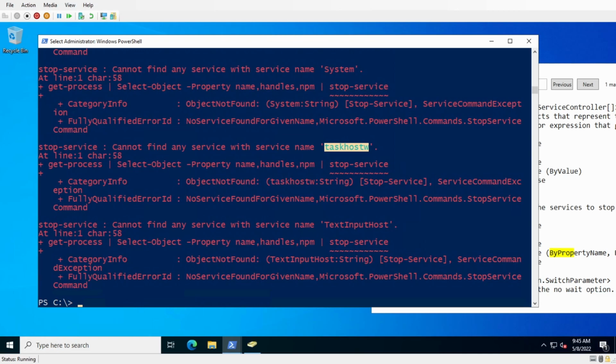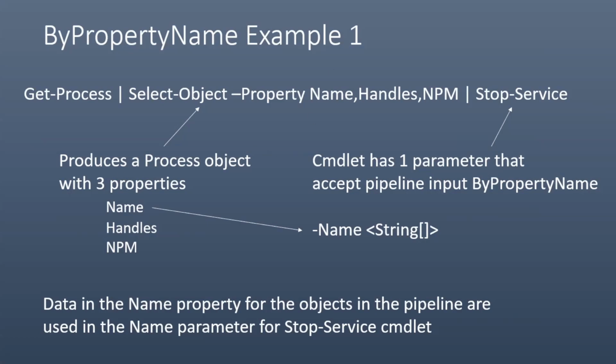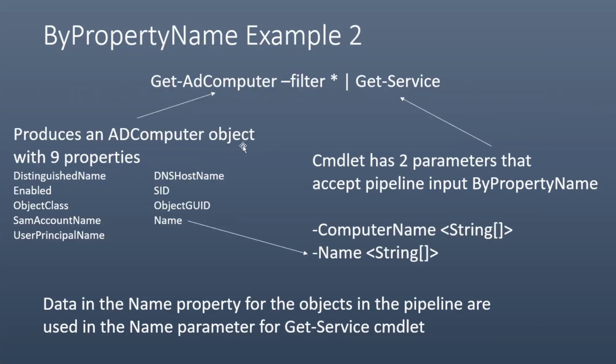Let's look at another example. I bring back up my slide deck. We have this commandlet right here, which is grabbing computers out of Active Directory. That produces an AD computer object with nine properties by default, all listed out here: distinguished name, enabled, object class, SAM account name, SID, object GUID, name.